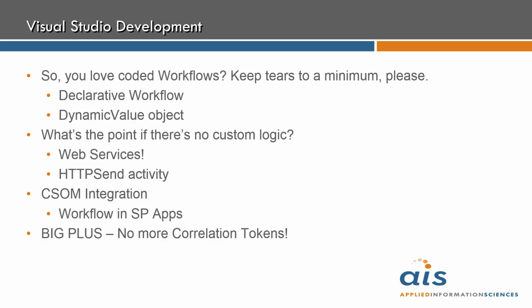Big plus, no more correlation tokens. I don't know how many times I had this issue. I haven't done a lot of workflow, but I swear I always get a correlation token issue somewhere, and I never understood why I couldn't progress in the workflow properly, and it was always because I had the wrong token assigned to an activity. So that's not a problem anymore.